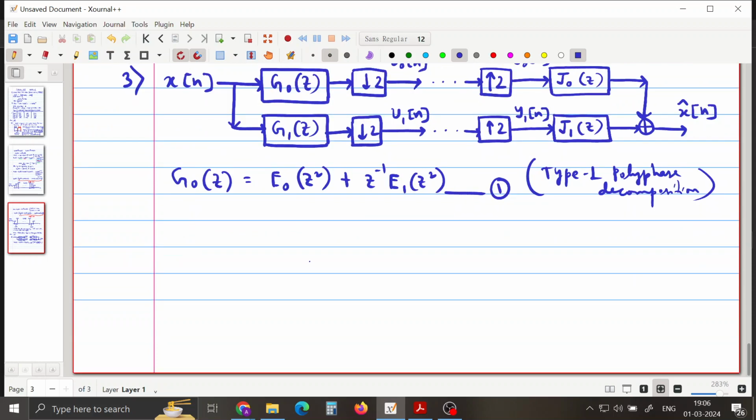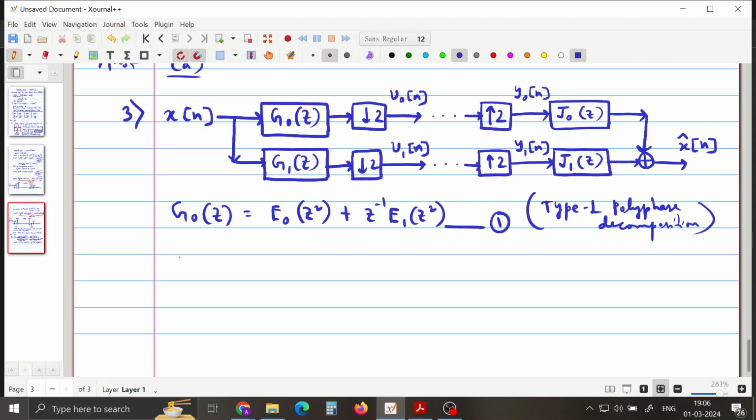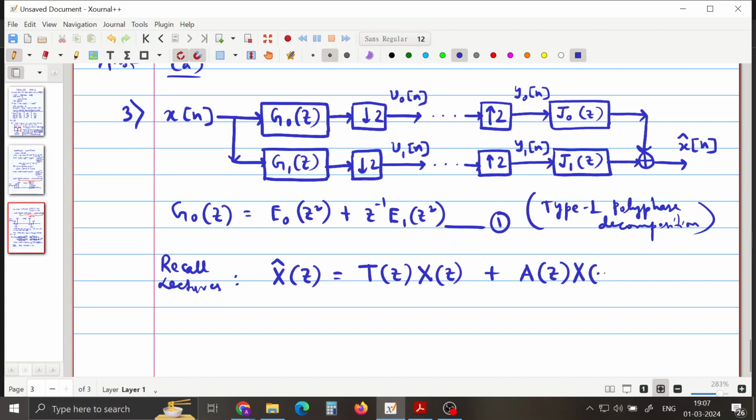And now just recall your lectures. We have actually derived the relation between the input and output. In terms of the Z transform, we have arrived at how the input and output are related in the Z domain through some overall equivalent transfer function. So we have seen that X hat of Z, in the Z domain or frequency domain, is equal to some T of Z times your input spectrum X of Z, plus some undesirable aliasing term A of Z times X of minus Z.